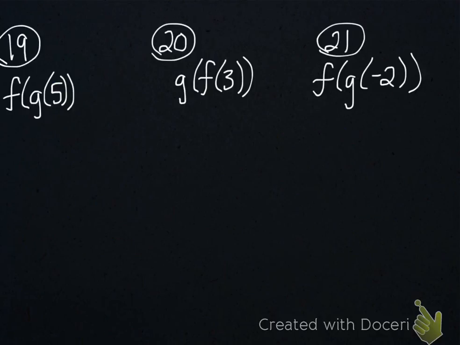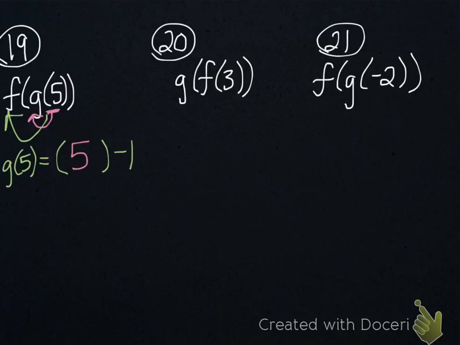Number 19. This one's an evaluation. How do we know it's an evaluation? I have a number on the inside. Remember, we work from inside going out. So I have to start with my g function first. What was g? That's right, it's x minus 1. So I put parentheses for my x. Let's write that that's the g function. That way we don't confuse ourselves. So the g of 5 equals parentheses with a minus 1. The 5 goes inside the parentheses.